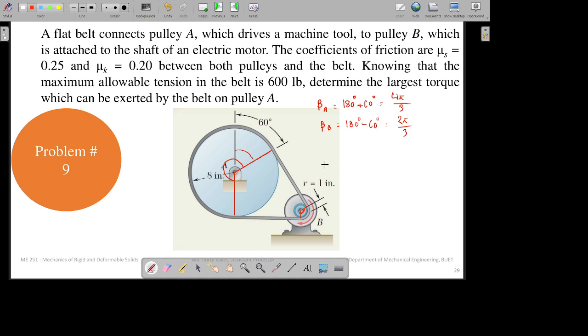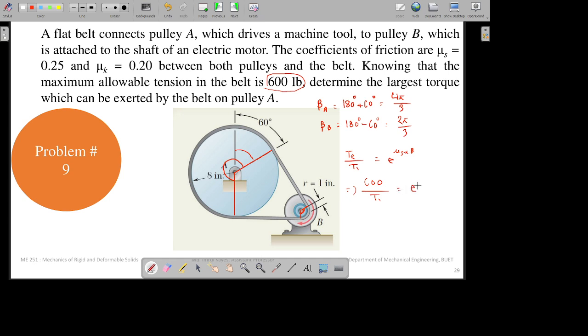Now we can write the equation for pulley B, because slipping will occur first in pulley B. The equation will be T2 divided by T1 equals e to the power mu s into beta. The maximum allowable tension, T2, is given as 600 pound. I don't know the value of T1, I have to find it out.